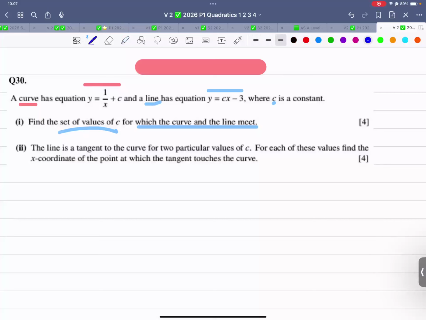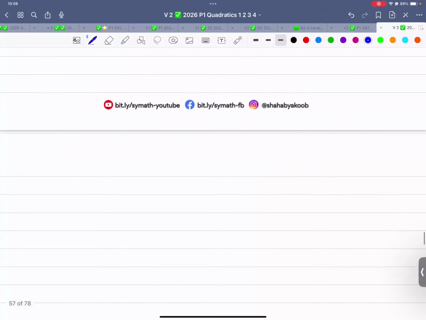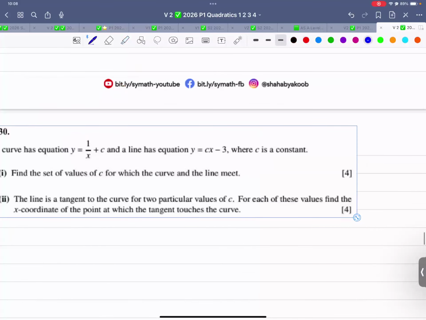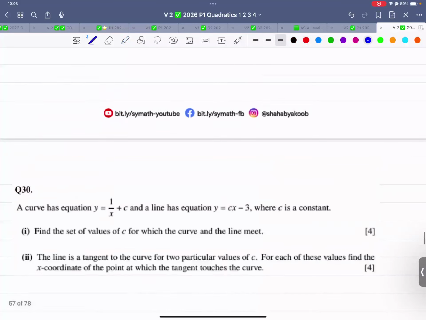Now, very first thing, it does not specify whether it meets at 1 point. It does not specify whether it meets at 2 points. So therefore, the condition of the discriminant is b square minus 4ac is greater than or equal to 0. That is the first thing. This is for 4 marks. Let me just copy this and paste it on the next page, because for 4 marks, you have to work a lot.